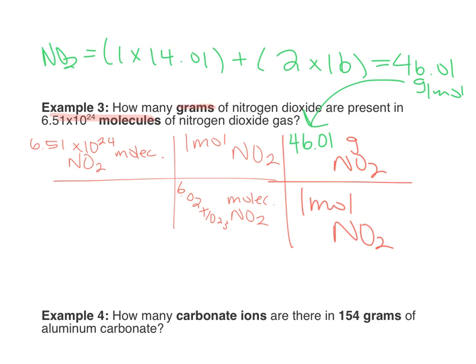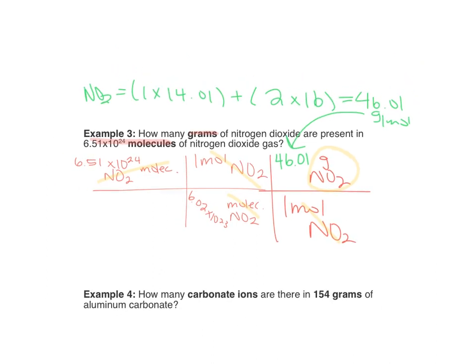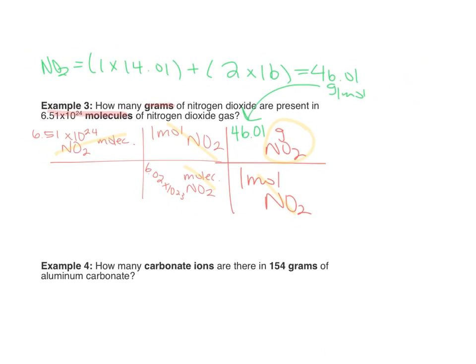Now that we've done that, let's see. The molecules are going to cancel out. The moles cancel out. We're left with grams. So we know we've set everything up correctly. Now all we have to do is the calculation piece. Multiply across the top and the bottom and divide. And we're going to want to round our answer to 3 sig figs since that's the least number in the given problem. You're going to get 498 grams of NO2.